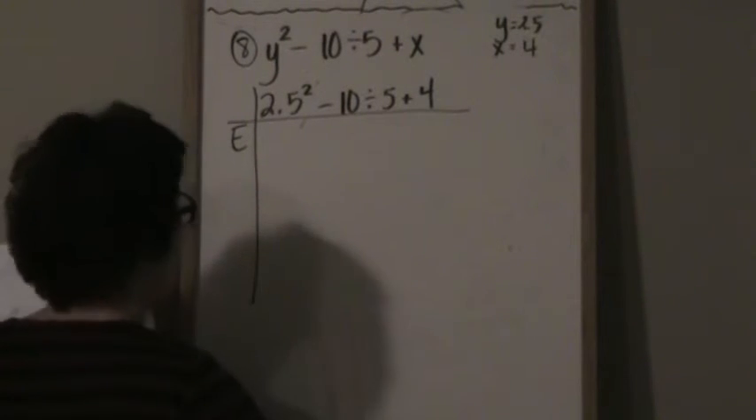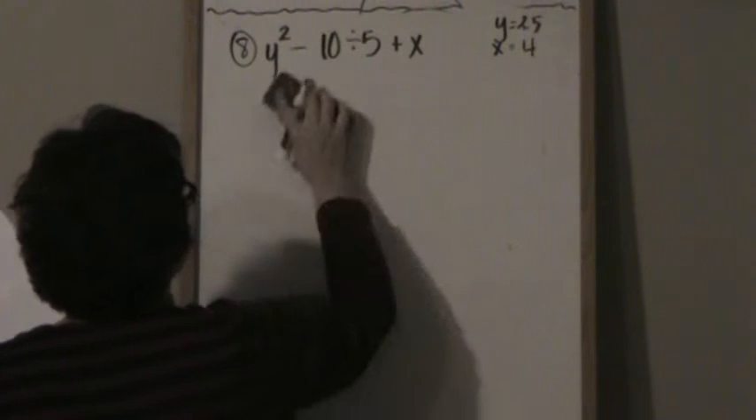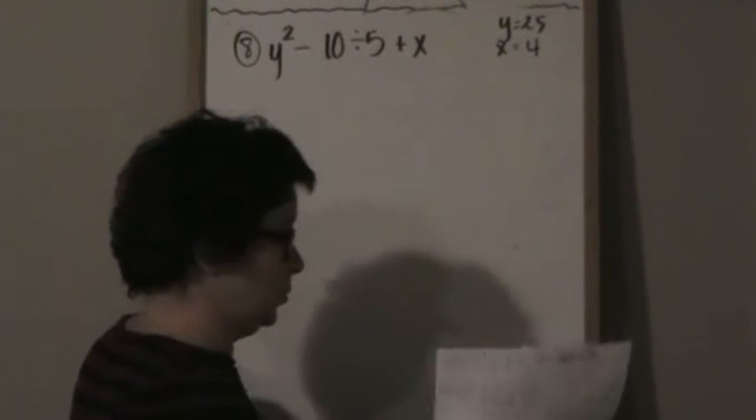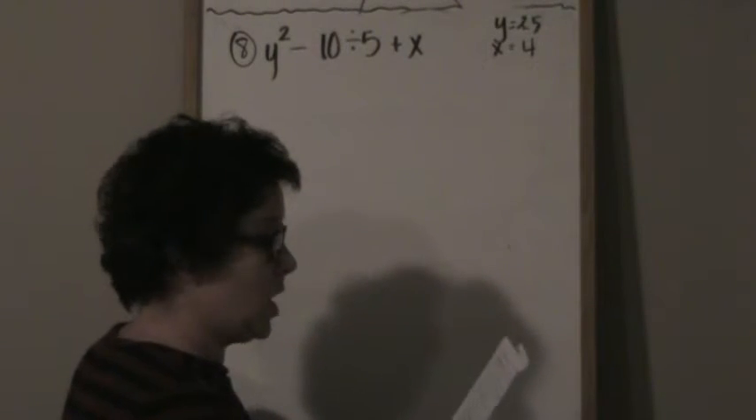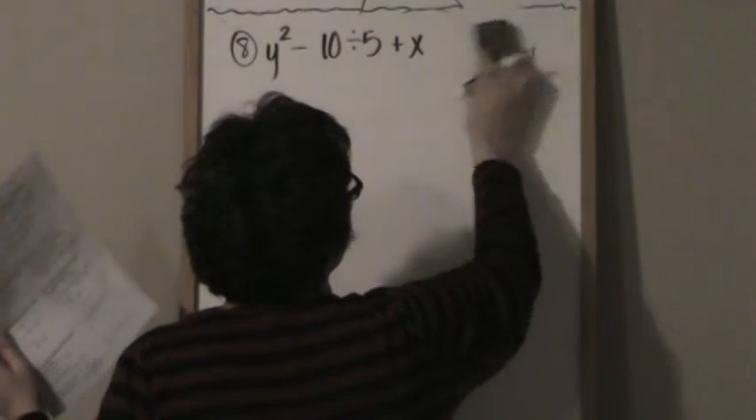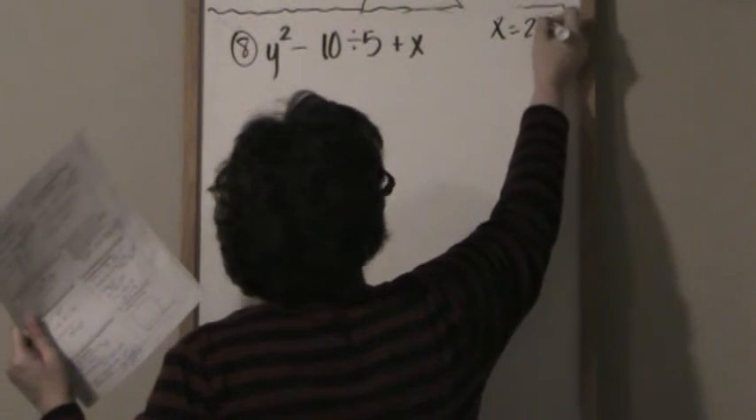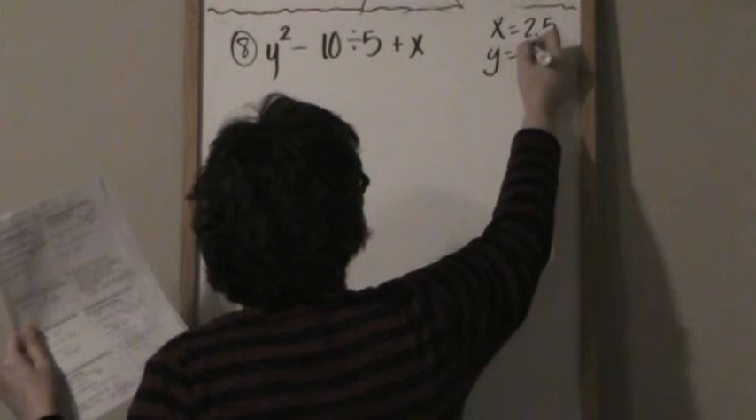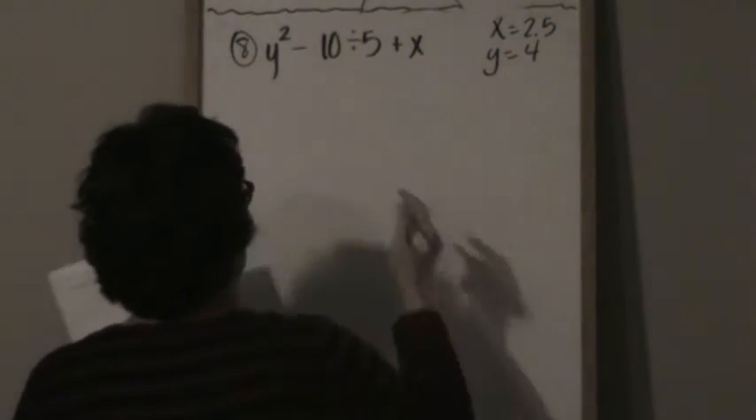Wait a minute. Oh, I got all mixed up. See, I don't have you guys here to tell me to do the problem right. X is 2.5 and Y is 4. Okay, sorry about that. See, y'all keep me straight. When I have to do it by myself, I have a hard time. All right, let's try that again.